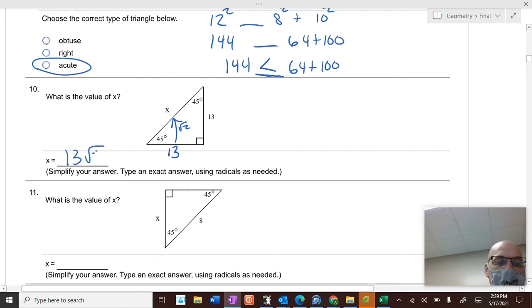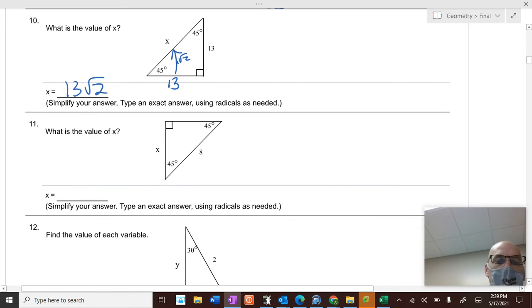So it's 13 square root of 2. You just multiply by the square root of 2. Here's a 45, 45, 90, so the two sides are the same, and you multiply by the square root of 2 to get to the hypotenuse, so you divide by the square root of 2 to get to the side. So it's 8 divided by the square root of 2.